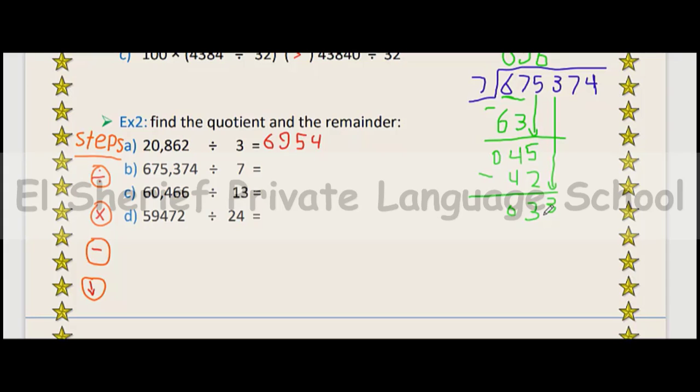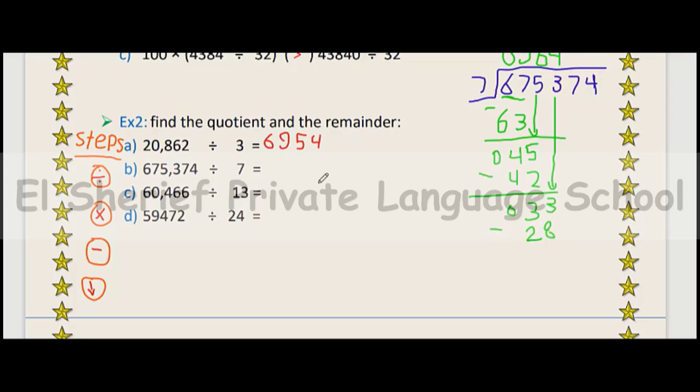Okay, what's the number times 7 that gets a number nearest to 33 or less than it? 4 times 7 equal 28. And as we know, 5 times 7 equals 35, and 35 is more than 33, so we choose 4 times 7.